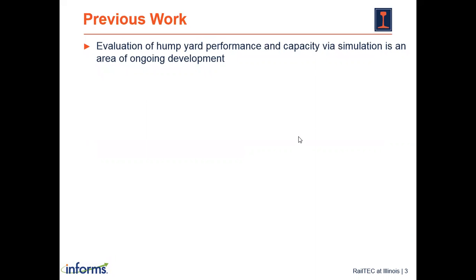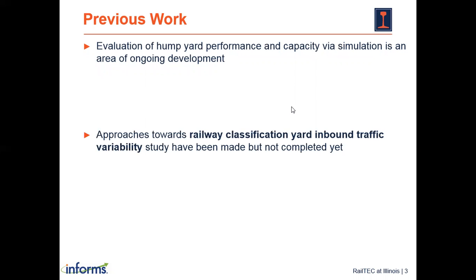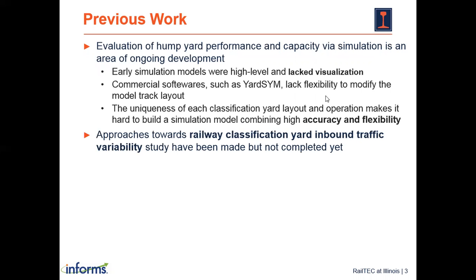There are two areas of previous research relevant to the topics of this paper: evaluation of hump yard performance and capacity via simulation, and railway classification yards inbound traffic variability. Different types of manual methods, analytical methods, optimization methods, and simulation methods have been used for years. However, those studies usually focus on a specific yard. Therefore, a general parametric model is still needed.